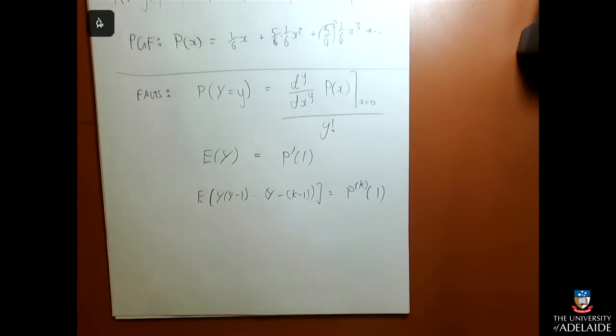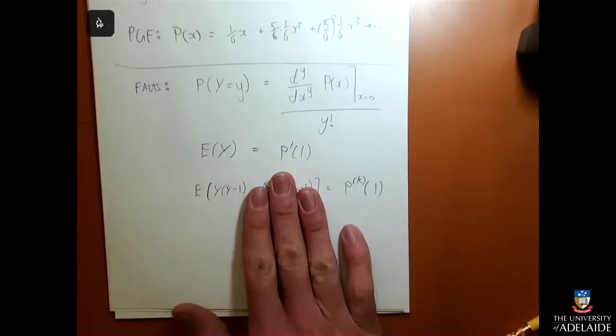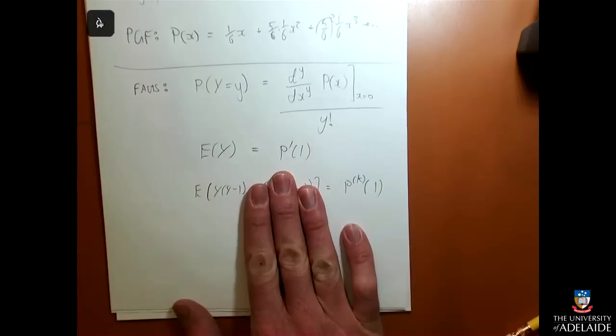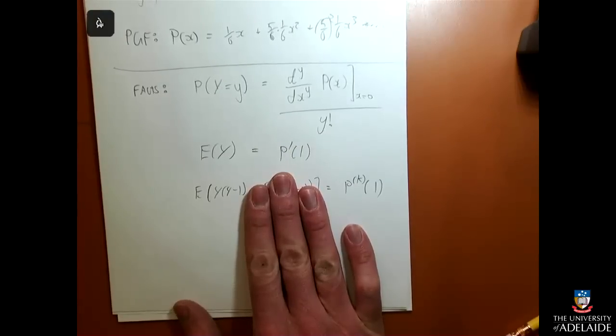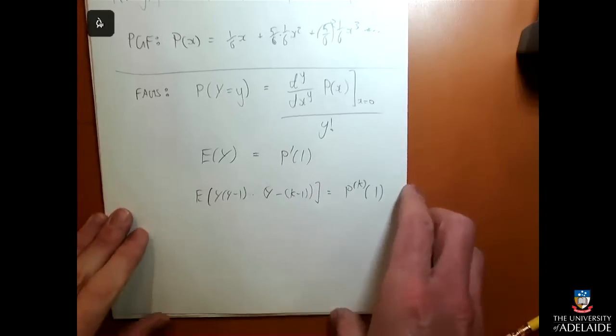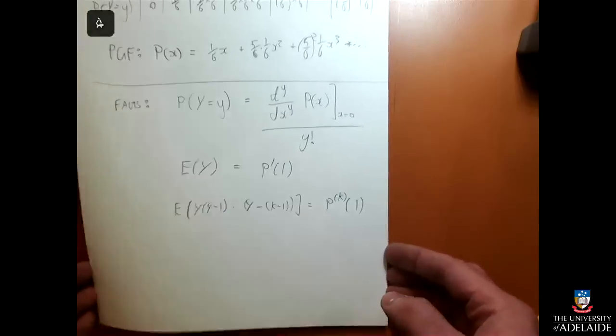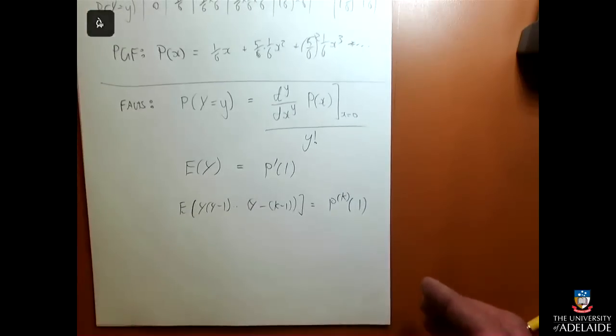Which I imagine could conceivably help you figure out the variance, because the variance involves an expected value of y squared. So if I did that, which would be the second derivative, I'd get an expected value of y squared and an expected value of y, and I already know what the expected value of y is from the first derivative. So that would work. I could do that. Okay. Cool. So they look like things that are useful.